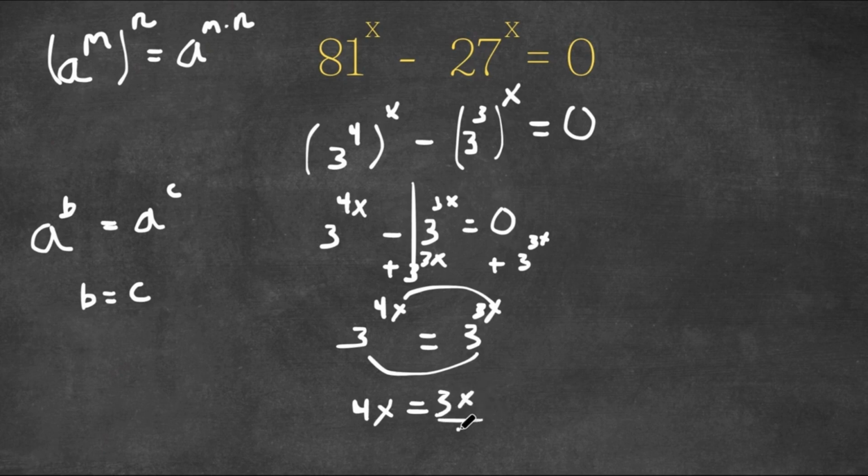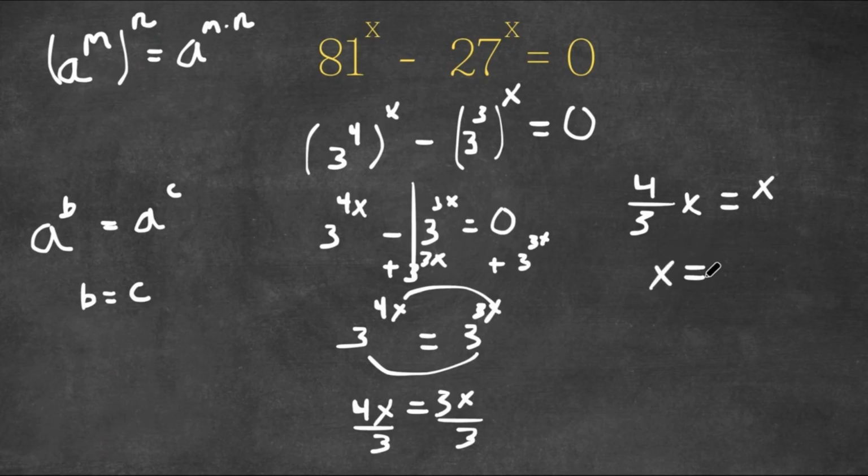So now if I divide by 3 on both sides, I get 4 over 3 x is equal to x, meaning the only value that would fit this would be 0. So x is equal to 0.